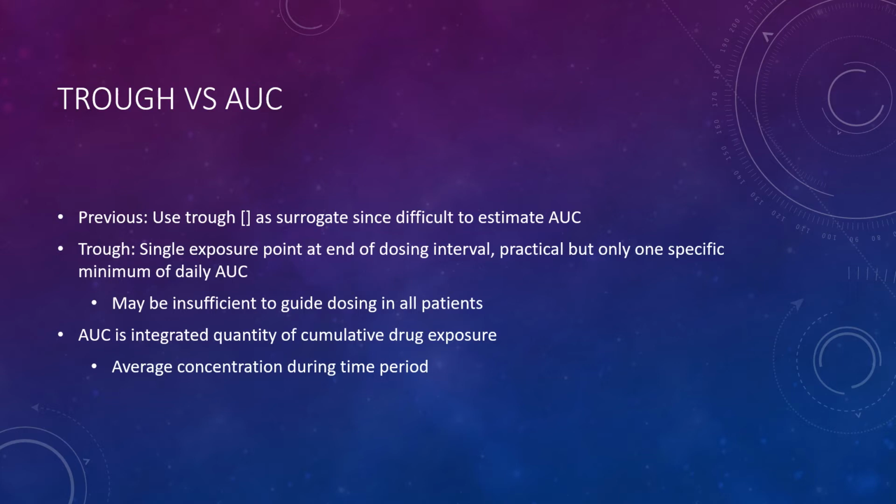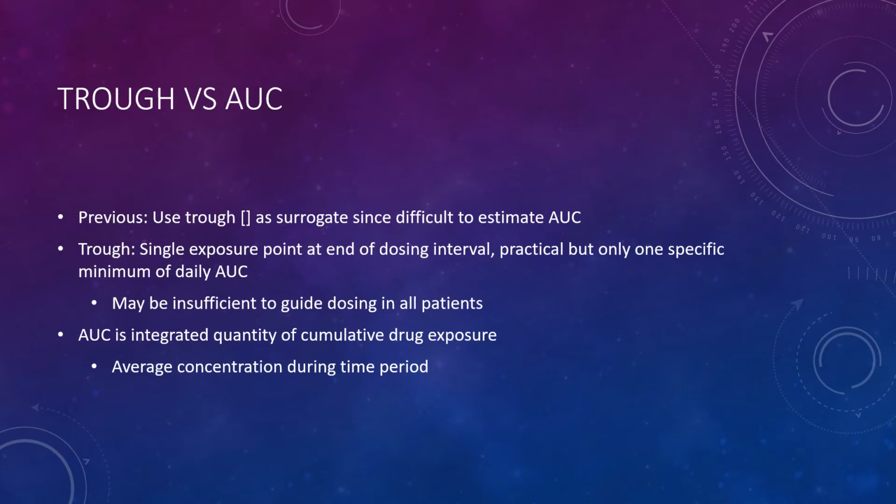It's actually shown that a wide range of AUC from different dosing regimens can yield the same trough values. So that's one thing we have to take into account. Versus AUC is actually an average concentration during that time period, and so it's more of a big picture versus just a single snapshot.